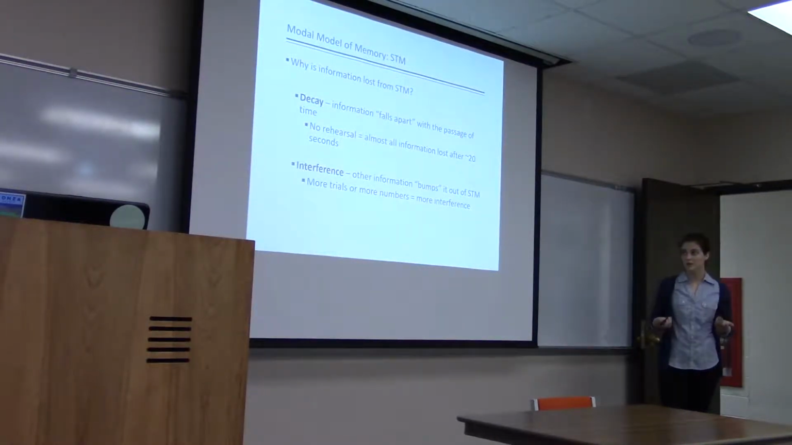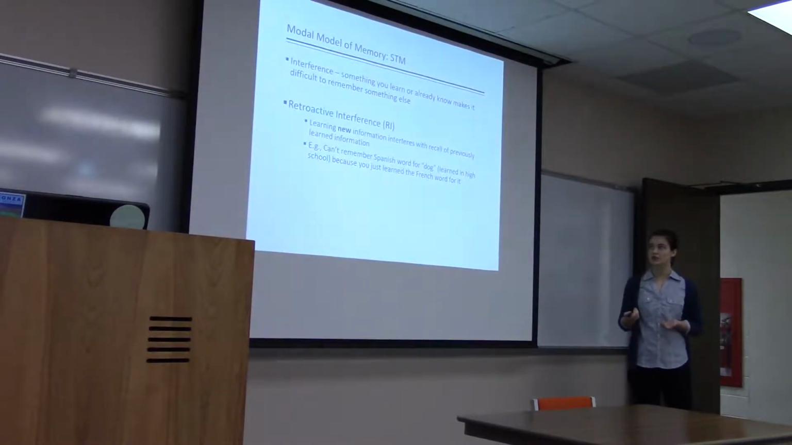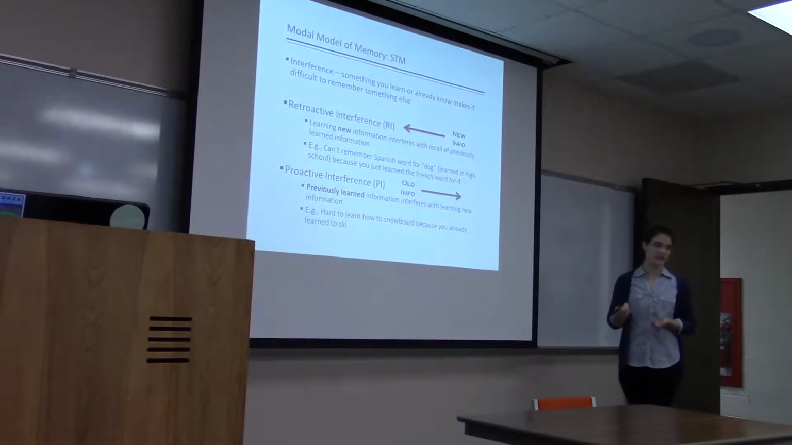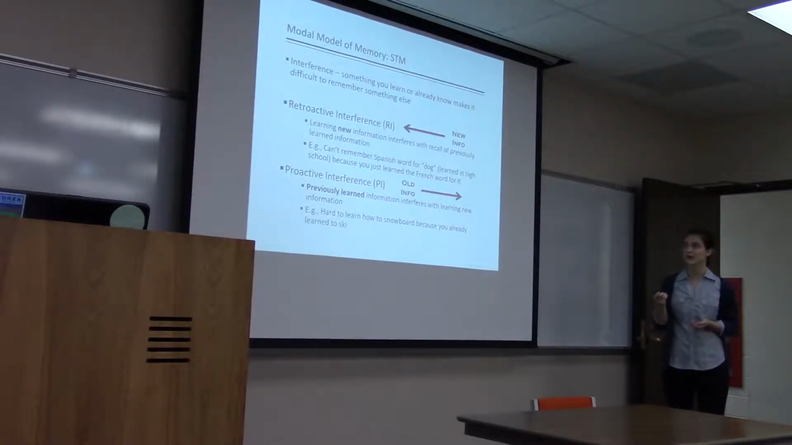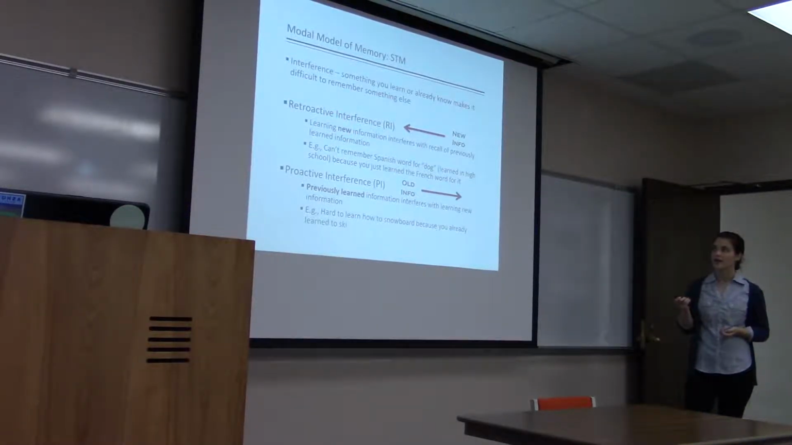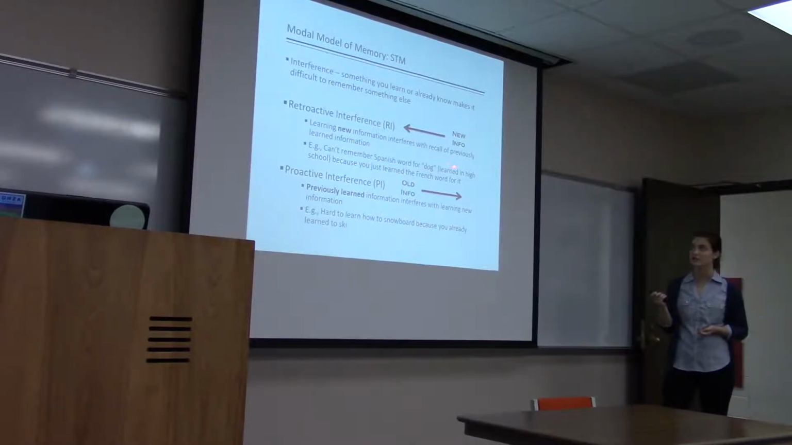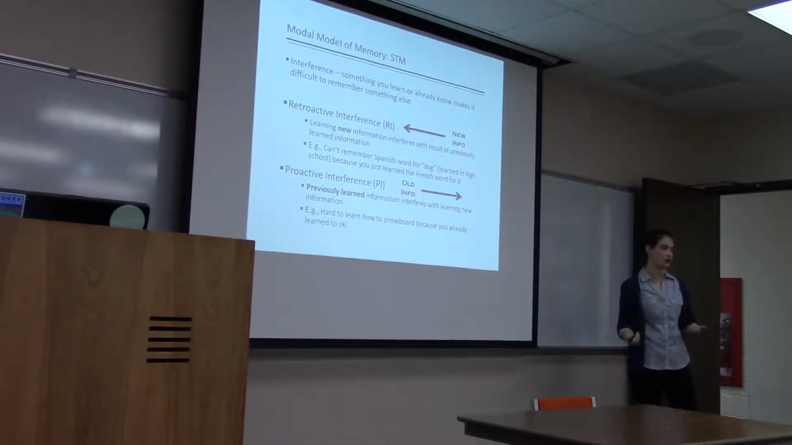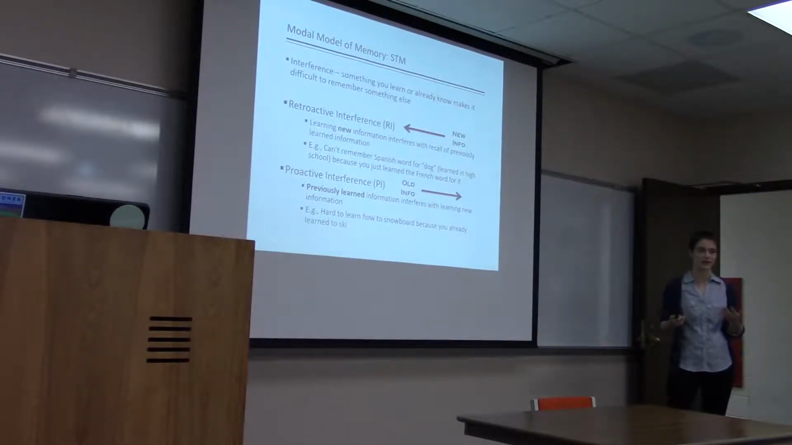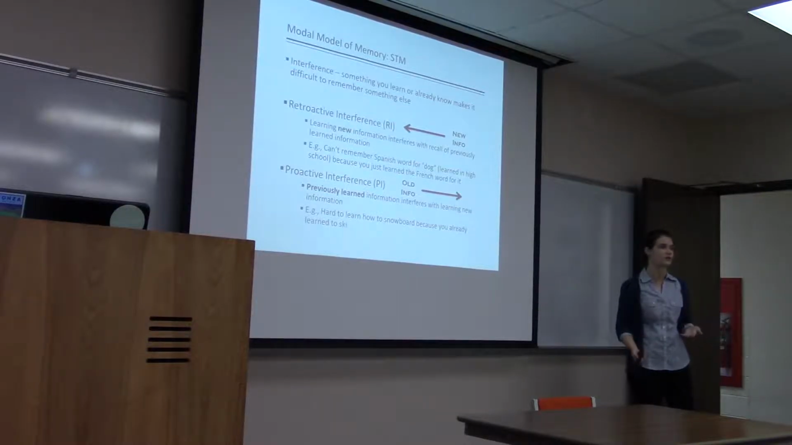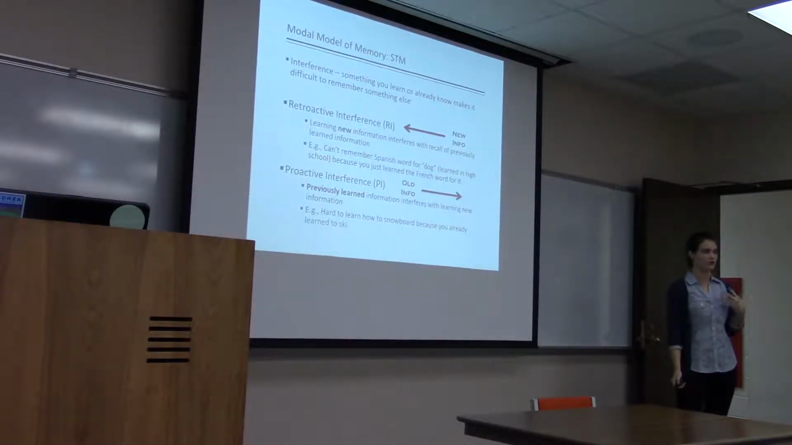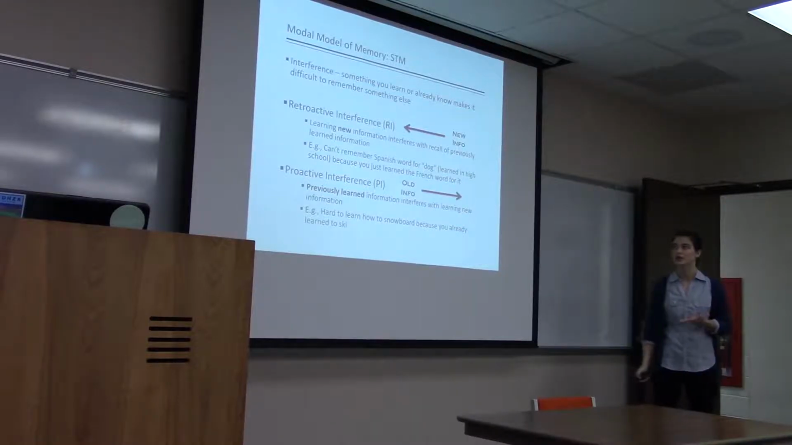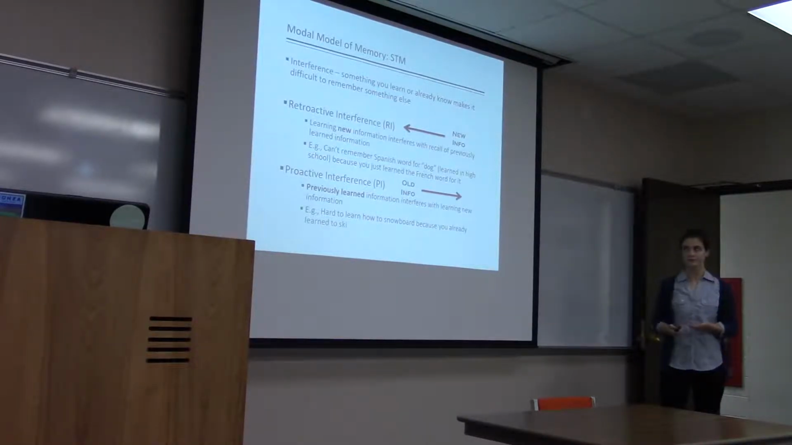Okay, so to make your lives more difficult, there are actually 2 different types of interference. The first type is called retroactive interference, and this is when learning new information interferes with the recall of previously learned information. For example, say you're trying to remember the Spanish word for dog because you took Spanish in high school, but now that you're taking a new French class in college, because you just learned the French word for dog, you can no longer remember what the Spanish word for dog was.